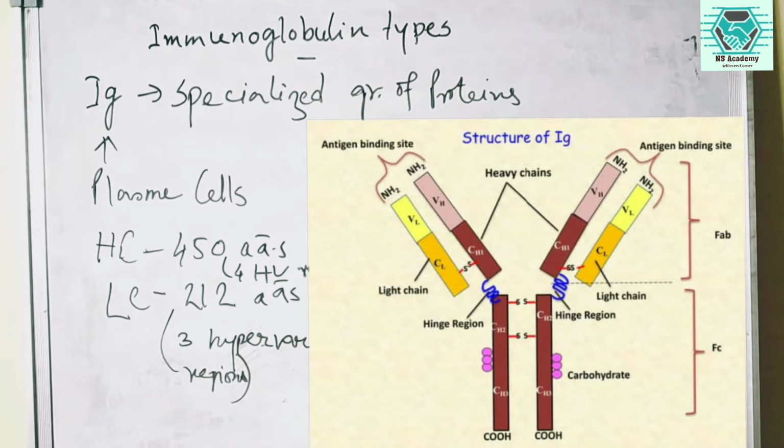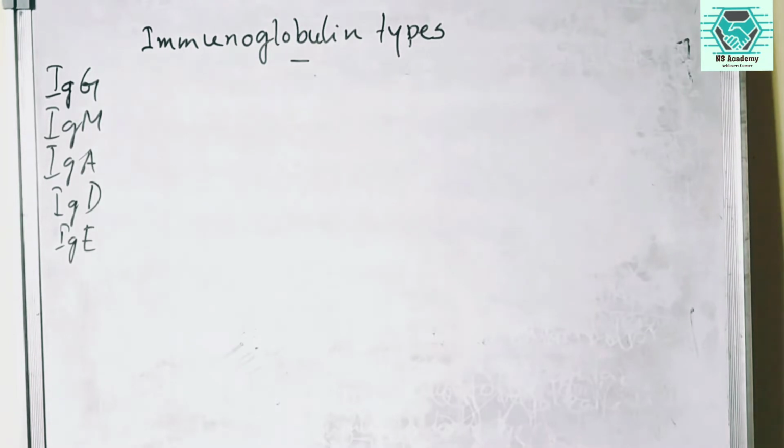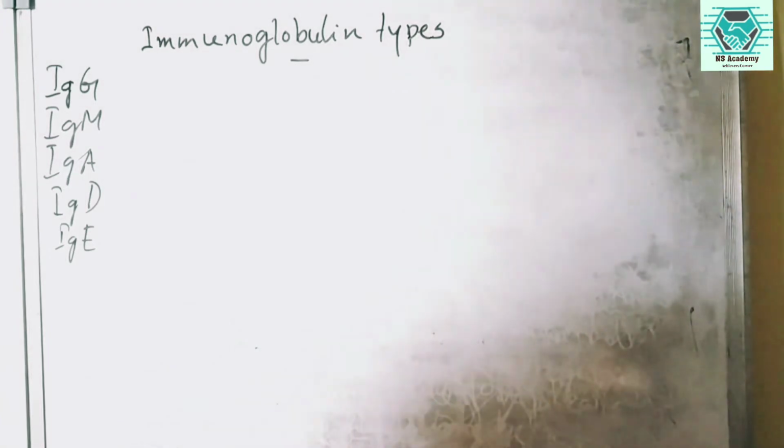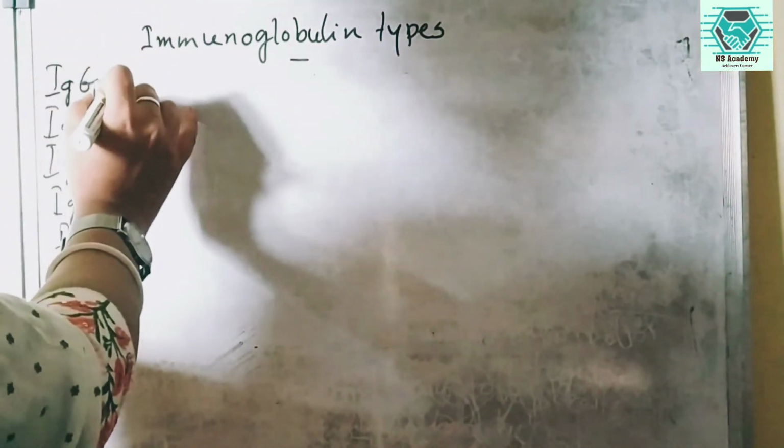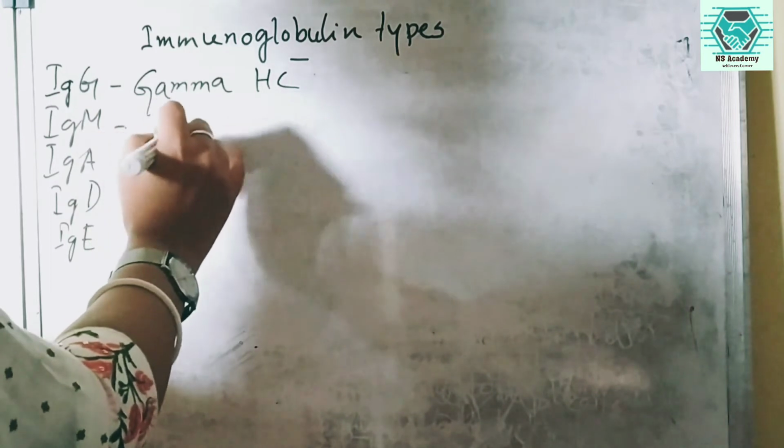Now about the different types or classes of immunoglobulin. The divisions are already written. IgG has gamma heavy chains, IgM has mu heavy chains, IgA has alpha heavy chains, IgD has delta heavy chains, and IgE has epsilon heavy chains. These are the different types of heavy chains: gamma, then mu, and so on.